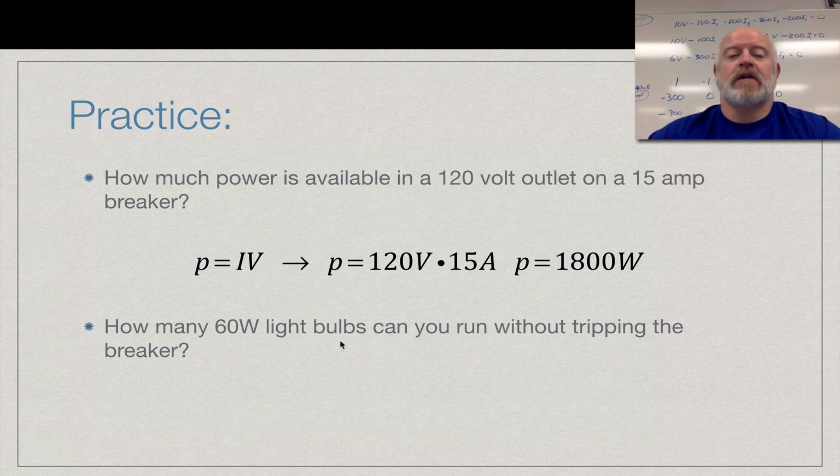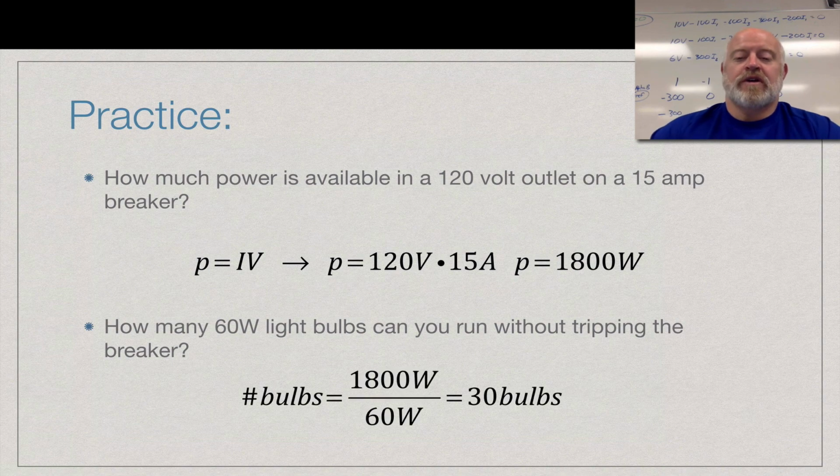Now, let's take a look at that idea. If we have 60 watt light bulbs, and we only have 1,800 watts to work with, in theory, if all the wattage went to just the light bulbs, we could figure out that we'd have 30 bulbs that we could power. So 1,800 watts divided by 60 is 30 bulbs.